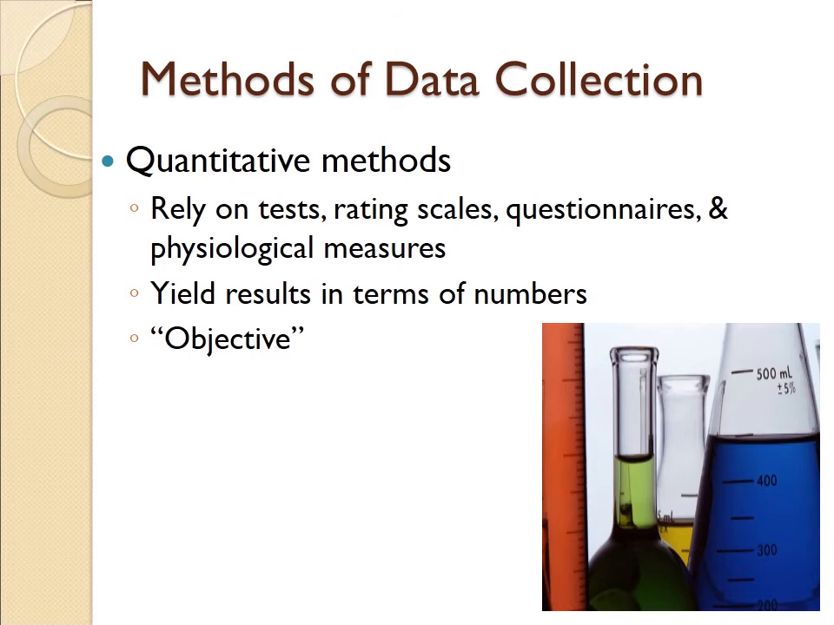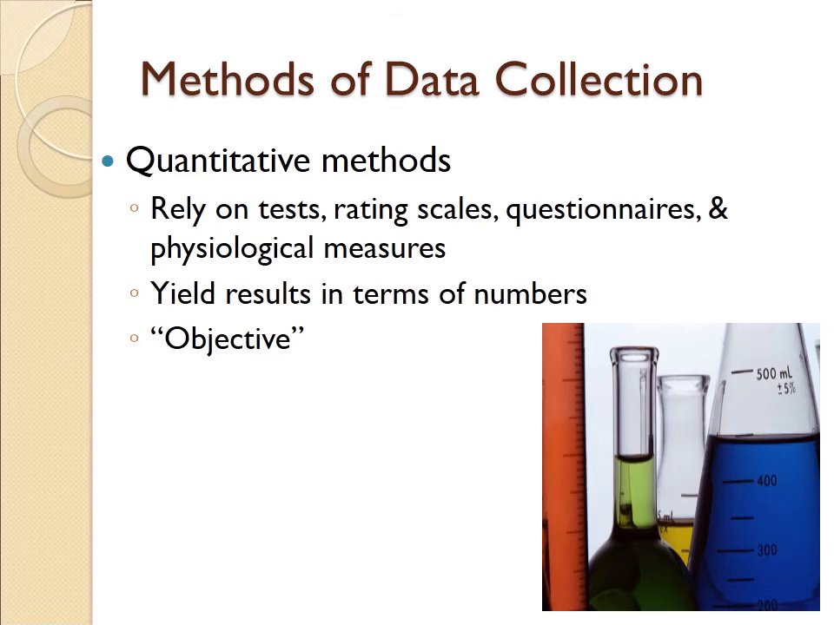So methods of data collection. There's two broad types. We're going to talk about both. Quantitative methods are generally preferred in IO psychology. They rely on tests, rating scales, questionnaires, psychological measures, physiological measures, and they yield results in terms of numbers. So quantitative, a quantity is a number. So quantitative methods are methods that use numbers. They try to quantify human behavior, they try to quantify people, they try to quantify environment, and then they look for patterns. And it's these quantitative methods that we can use statistical analysis with.